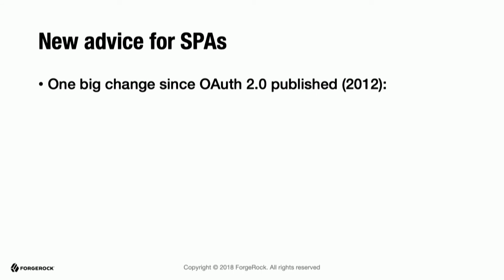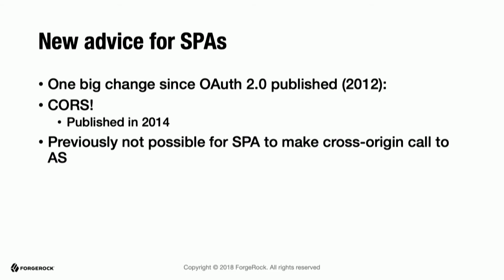So there's one huge change since OAuth 2. OAuth 2 was published in 2012. Then there's a thing called CORS, published in 2014, which I'm sure web developers here will all be familiar with. Cross-origin resource sharing is a way of allowing a web client to make requests to different domains. Previously that would just be blocked by the same origin policy in a browser. So if your authorization server is on a different domain to your client, you wouldn't have been able to make a direct call to it to cash in an authorization code.